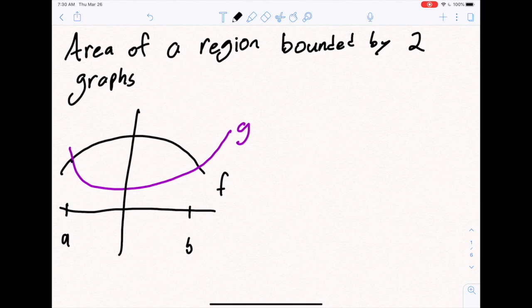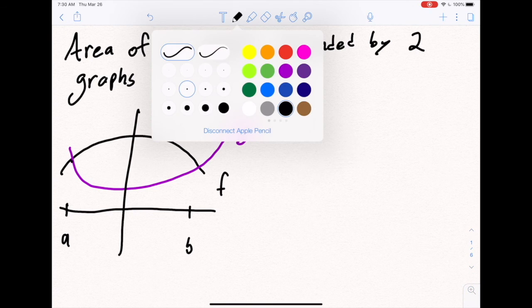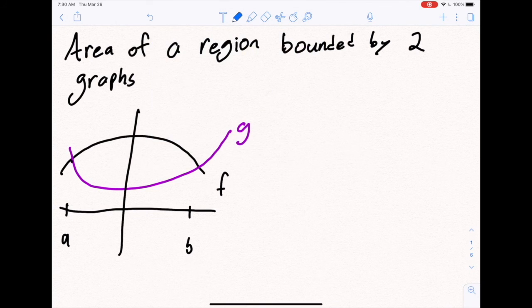As you can see here, we have two functions, f and g. g is in purple, f is in black, and if we want to find the area of the region bounded by f and g, first we need to calculate their points of intersection. So here their points of intersection are a and b, but assuming we've already found those, we take the integrals of f and g and subtract the smaller from the larger, and here's why.